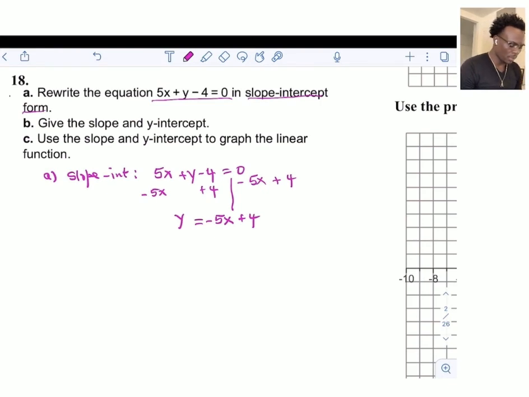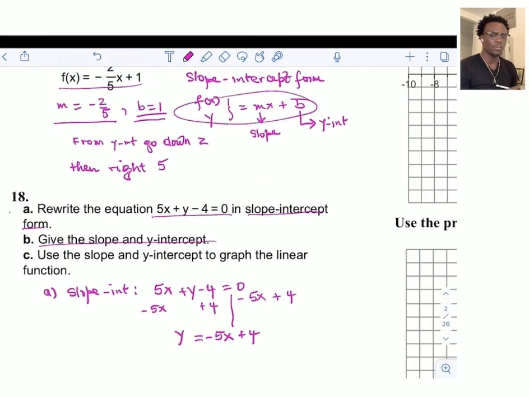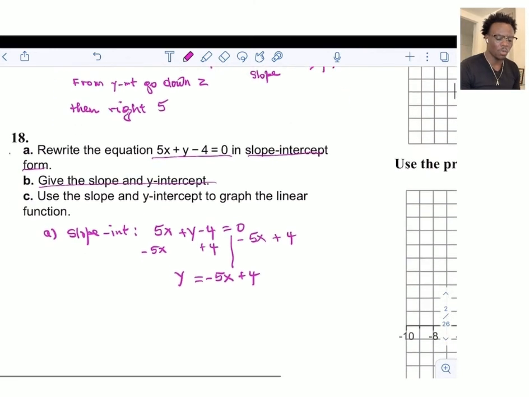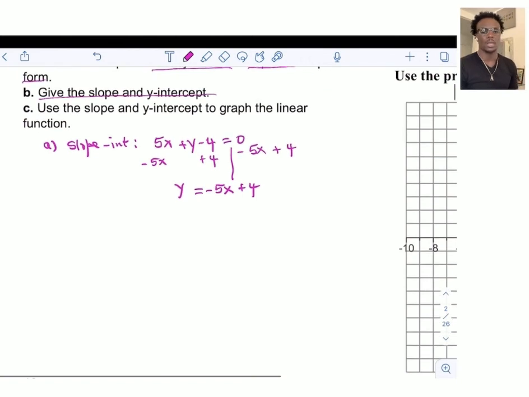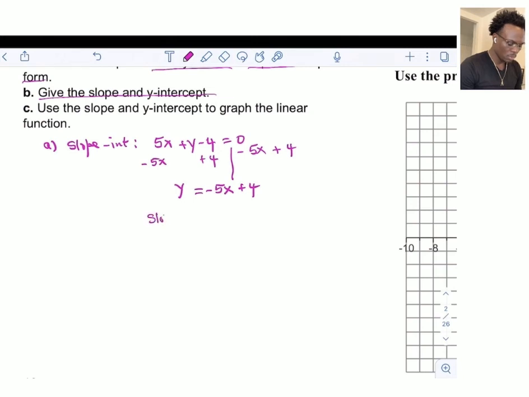And it says, give the slope and the y-intercept of this equation. Remember, when the equation is in slope-intercept form, the coefficient of x is the slope, and the independent value is the y-intercept, which is where the line touches the y-axis. So the slope, which is m, equals -5. Sometimes you can even say -5/1 to determine how much you go down or up and how much you go left or right.